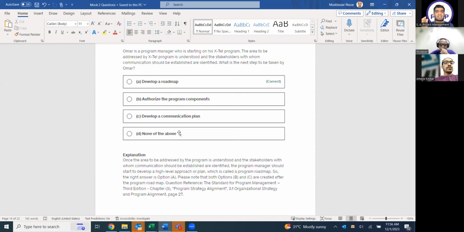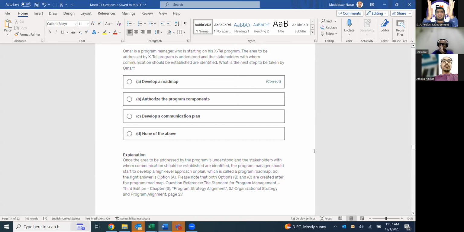So the communication phrasing is very specific: stakeholders with whom communication should be established are identified. It means he has made the stakeholder register. Stakeholder register is there. Stakeholder engagement plan is also there, because he is saying stakeholders with whom communication should be established. So it is a very difficult question, but roadmap is the correct answer.